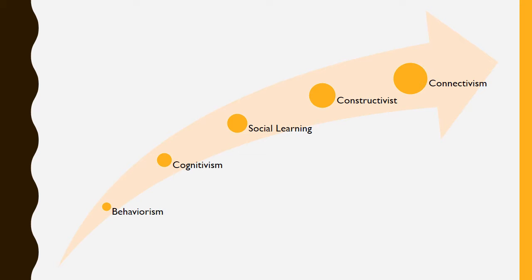Some learning theories over time are shown: behaviorism, cognitivism, social learning, constructivist theories, and connectivism. You can see these arch from the past to the future of learning.